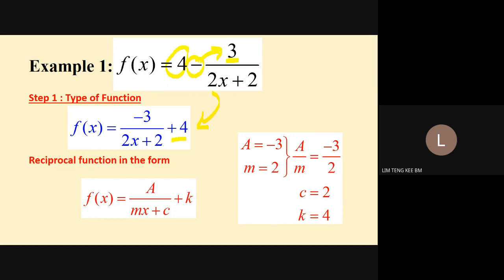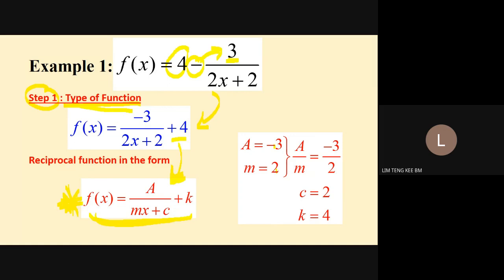Therefore, it happens to fulfill the form that we need for the reciprocal function, where this is step 1. We determine the type of the function. It happens to fulfill the requirement in these functions in general here. So with that, I find out that A corresponds to negative 3, M corresponds to 2, C corresponds to 2, and K corresponds to 4.